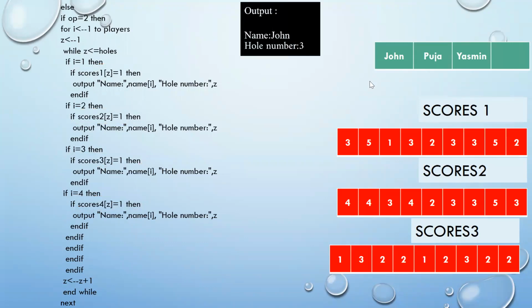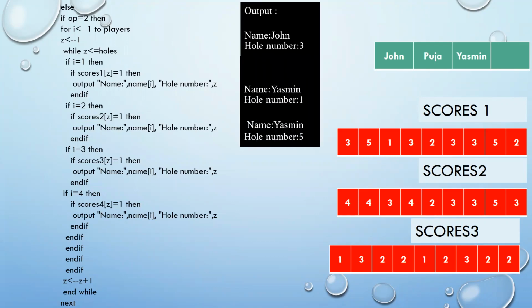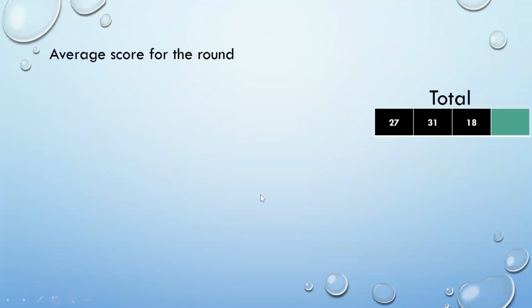If you see the output, name John and hole number 3, because on the third hole he has managed to put the ball in using only one single stroke. And same, if you look ahead for other scores, Yasmin has also managed to score it in one shot for hole number 1 and hole number 5. So this is how your output will get displayed.